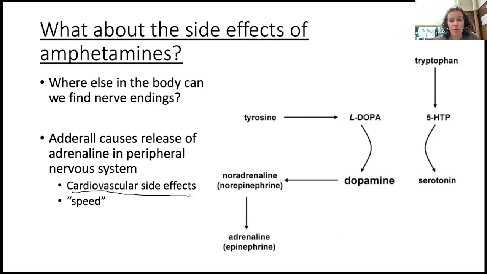And this is due to a release in adrenaline. So remember that fight or flight response that can be caused by some of the neurotransmitters that we discussed, in particular norepinephrine. You'll have that same effect by taking something like a stimulant. You'll get that fight or flight feeling, for no reason, but just because you've been taking the stimulant.